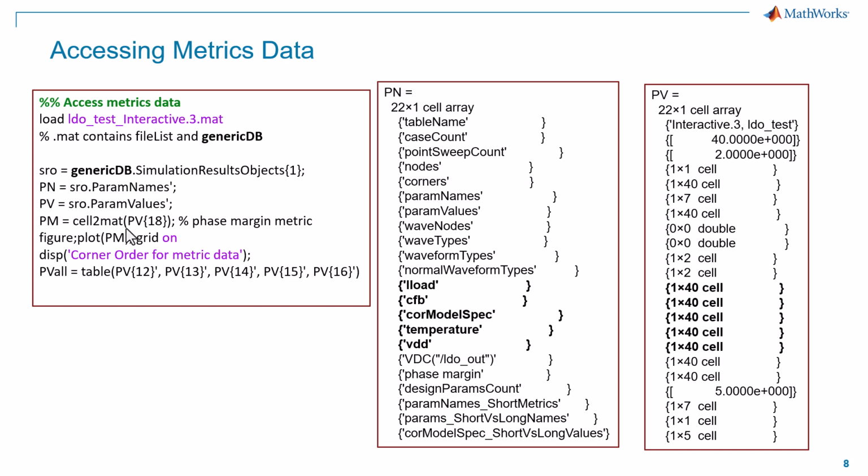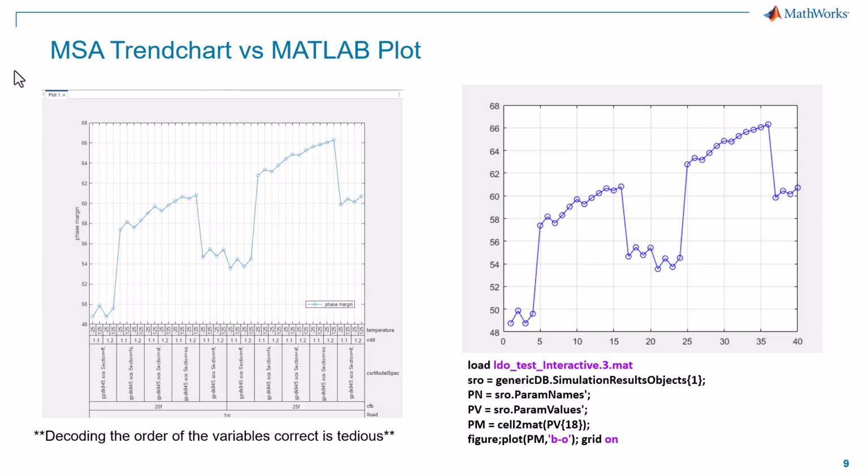I convert the cell array to a vector, and then I plot that out. Okay. And so that's all I'm doing there. We're going to jump over in MATLAB and see that in a second. And I'll just show you the phase margin trend chart that we did in Mixed Signal Analyzer. We did that in the previous video. And then I'm showing the equivalent thing when I run that script that I just showed you on the previous slide. I just recopied it over here.